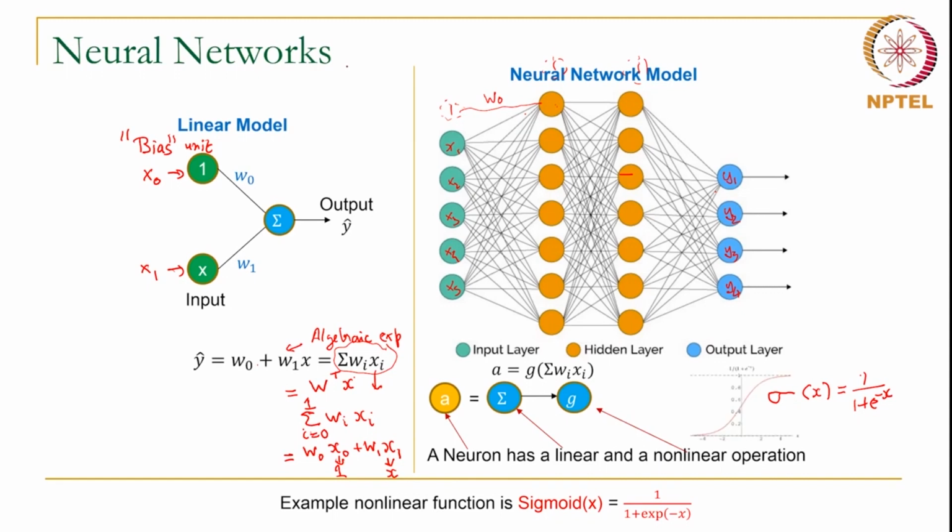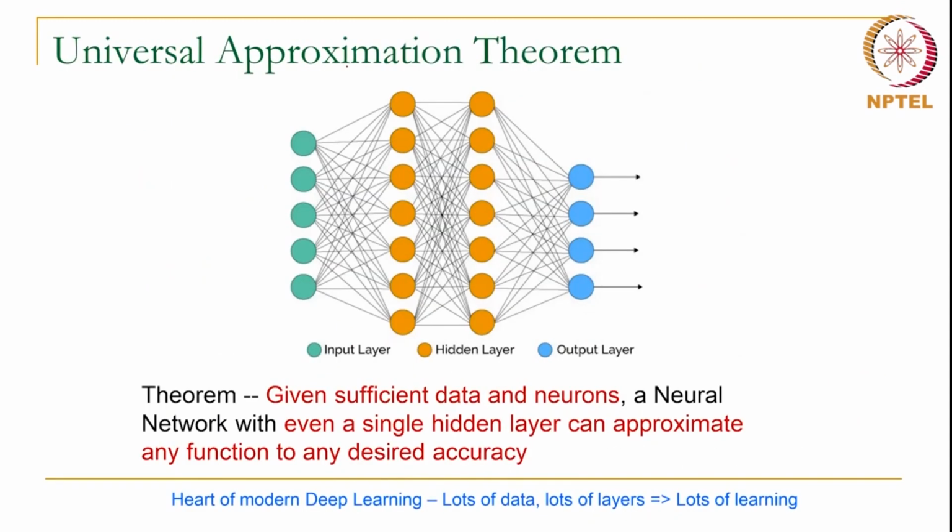So the sigmoid function looks like this. I had discussed this in the last class also. So we have this universal approximation theorem saying if you have sufficient data in neurons, a neural network, even with a single hidden layer, you just need one hidden layer, but you need to give me freedom to adjust the number of neurons. Then I can approximate any function to any desired accuracy.